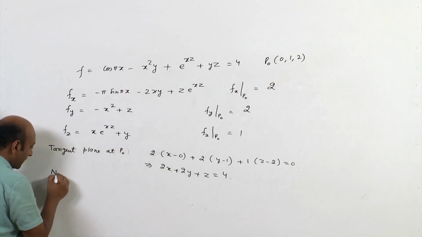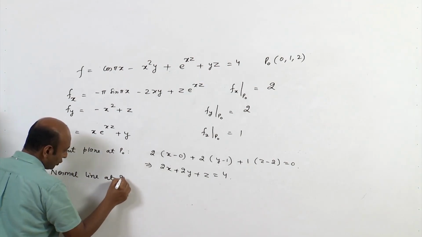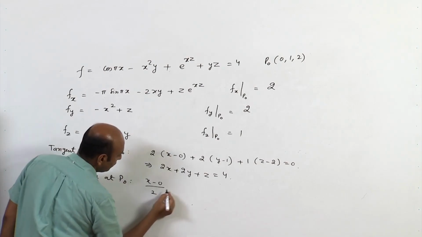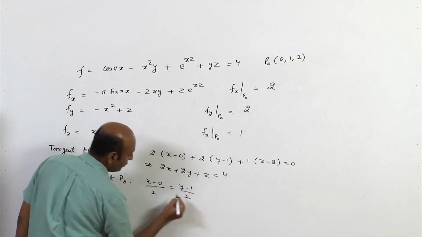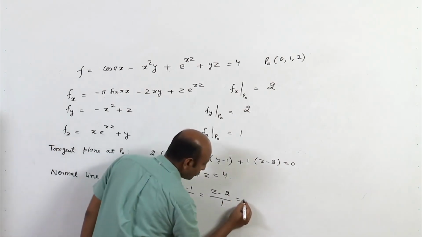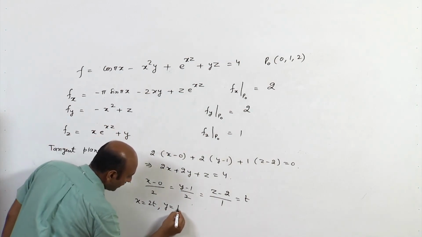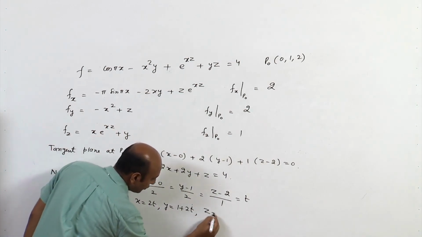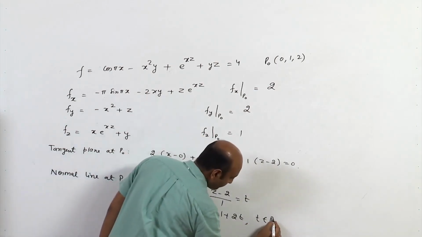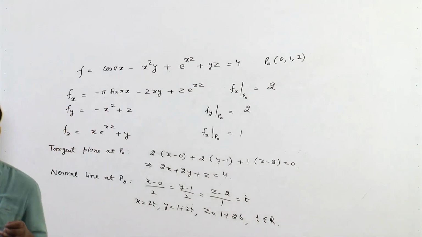And equation of normal line at P naught will be x minus 0 upon 2, y minus 1 upon 2 and z minus 2 upon 1. Let us suppose equal to t. So, x will be 2t, y equals to 1 plus 2t and z equals to 2 plus t, where t is any real number. So, this will be equation of tangent plane and normal line.